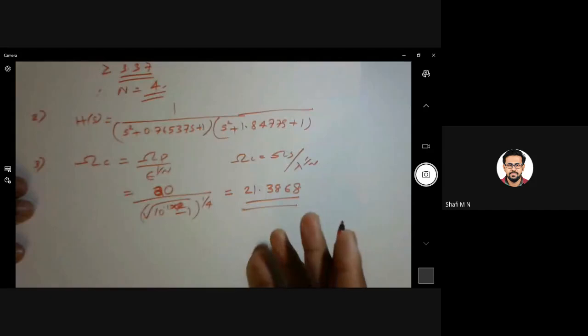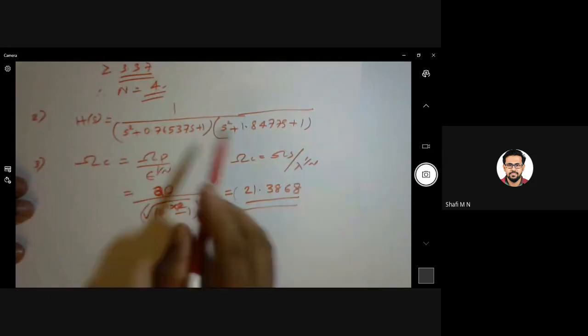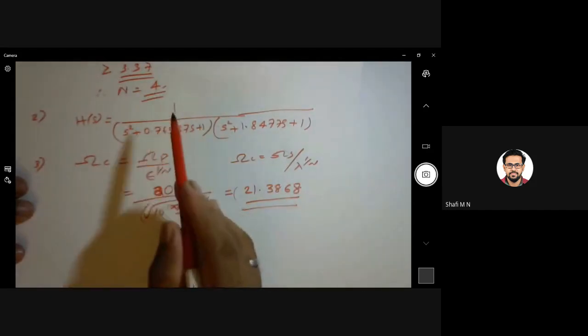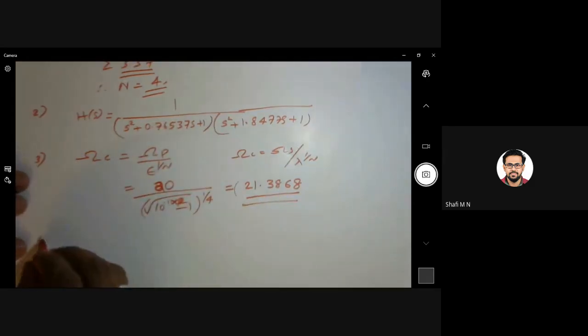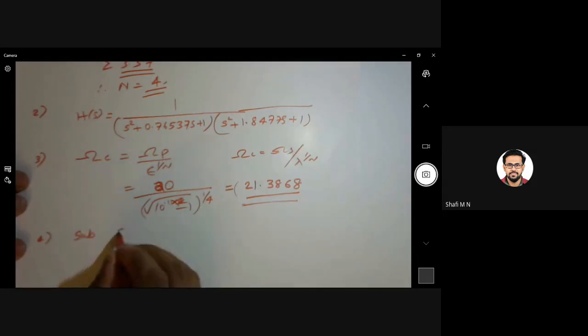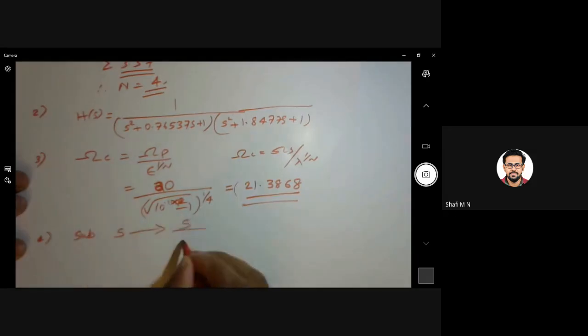So what can you do right now? I know my cutoff frequency and I know the transfer function. Now convert this transfer function to this particular cutoff frequency. That is the last step. You have to replace S with S by omega C. That will be the completion of the design.